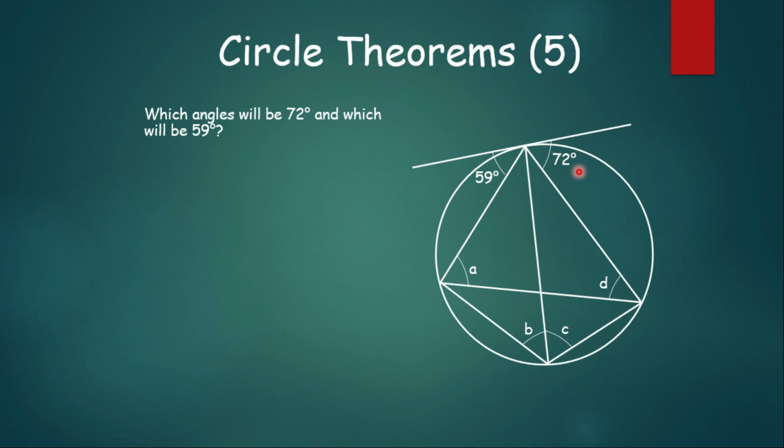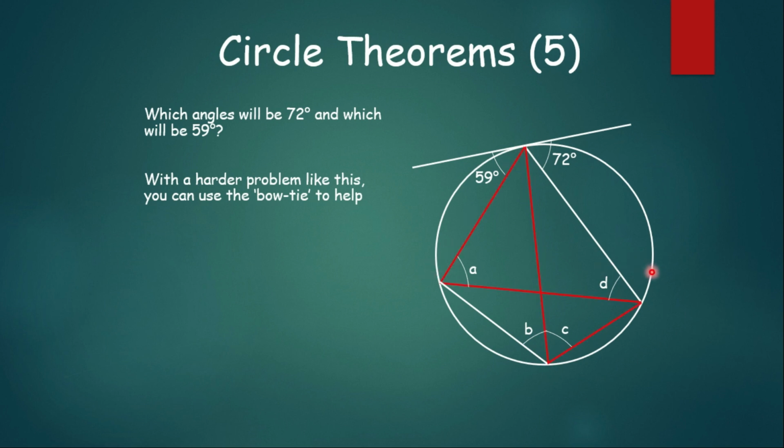Alright. So we want to look for which angles, is it A, B, C, or D, that is 72 degrees. And which of them is 59 degrees. So with something like this, we need to apply the bow tie to help us. You know that this is like a bow tie, highlighted by the red line. We want to use that theorem, which says that this angle A is equal to the angle C. The angle formed here is also equal to the angle formed over there. The angle B is equal to the angle D.